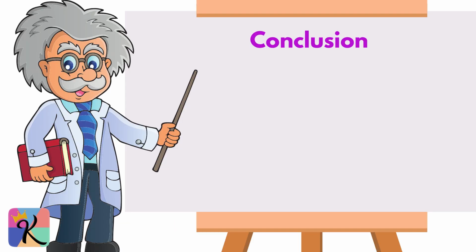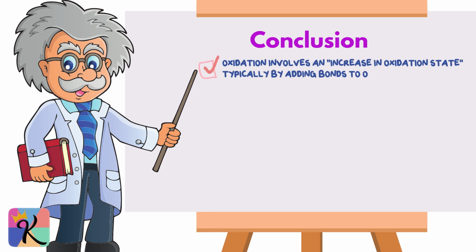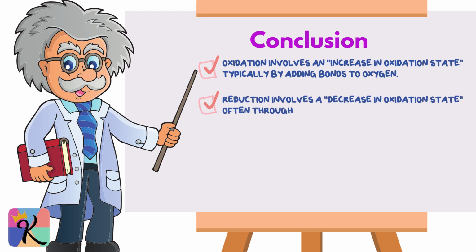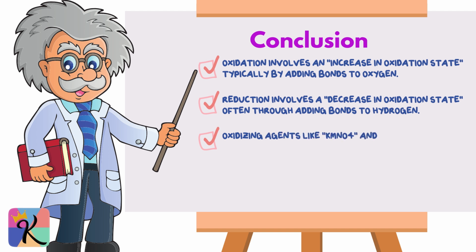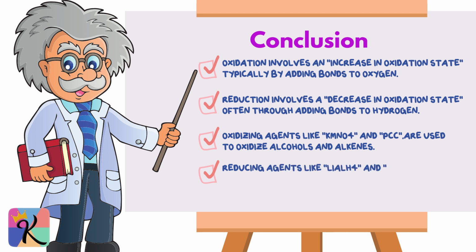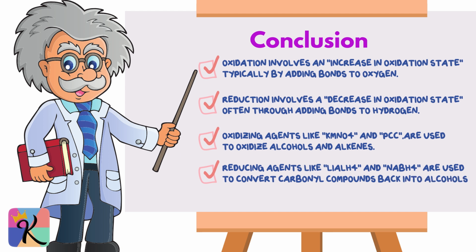Let's quickly recap the major points. Oxidation involves an increase in oxidation state, typically by adding bonds to oxygen. Reduction involves a decrease in oxidation state, often through adding bonds to hydrogen. Oxidizing agents, like KMnO4 and PCC, are used to oxidize alcohols and alkenes. Reducing agents, like LiAlH4 and NaBH4, are used to convert carbonyl compounds back into alcohols. Understanding these reactions is key to mastering organic chemistry.